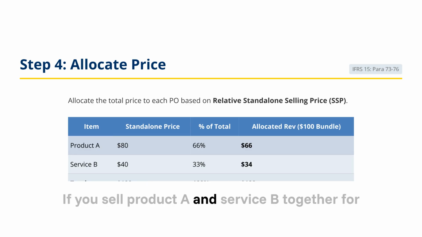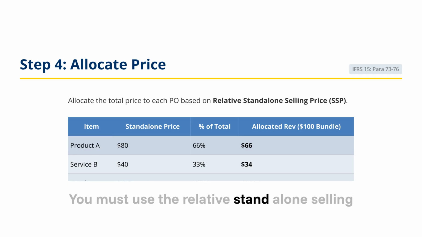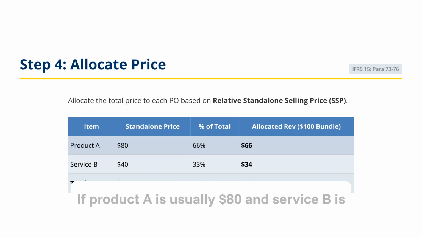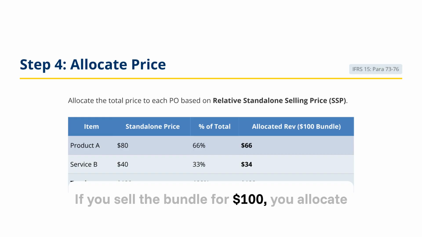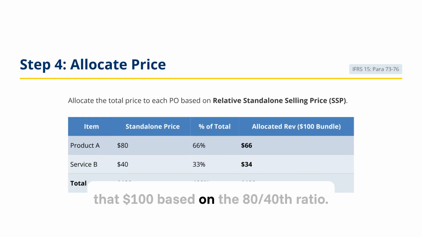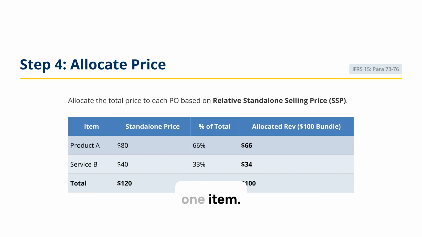Step 4. The math. If you sell product A and service B together for a discount, how do you split the revenue? You must use the relative standalone selling price, SSP. If product A is usually $80 and service B is usually $40, the total value is $120. If you sell the bundle for $100, you allocate that $100 based on the 80/40ths ratio. You can't just dump the whole discount onto one item.